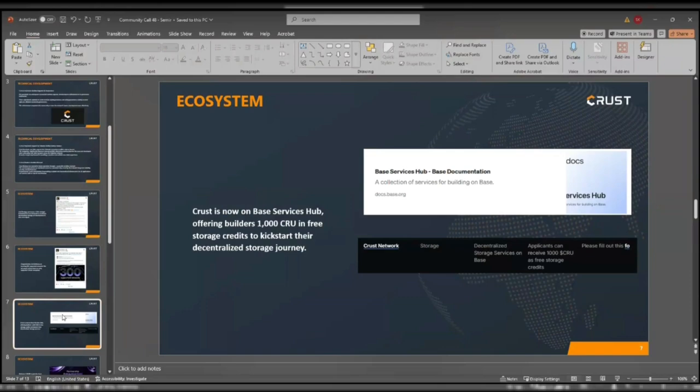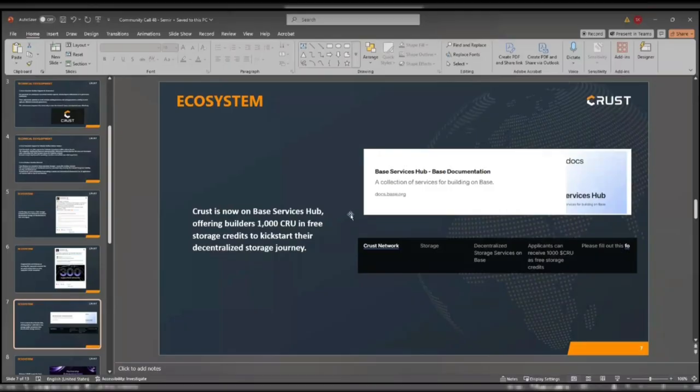Crust is also now on the Base Service Hub, offering builders 1,000 Crust in free storage credits to kickstart their decentralized storage journey. And you can see in the Base Service Hub docs, when you click on it, you will be directly redirected to a list of projects who are on the Base Service Hub. And what are they offering?